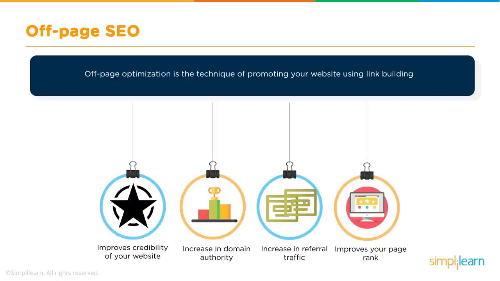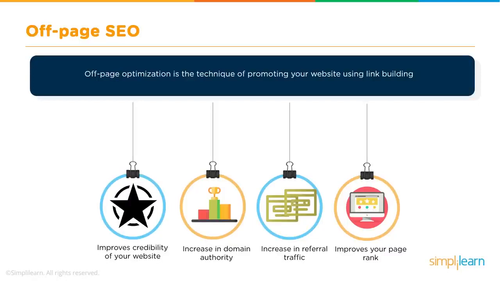So how does Google, how does Baidu, how do these other search engines see our domain? How authoritative is our domain? How reputable is our domain? And so having links on other websites pointing to our domain increases our reputability, increases our authority. And so I'm going to show you an example.